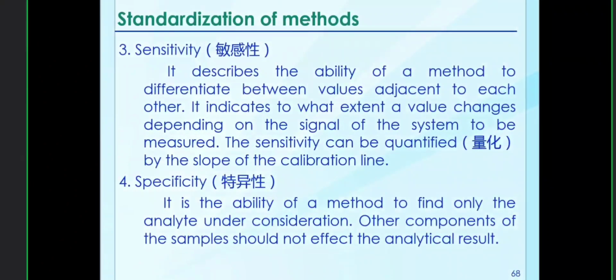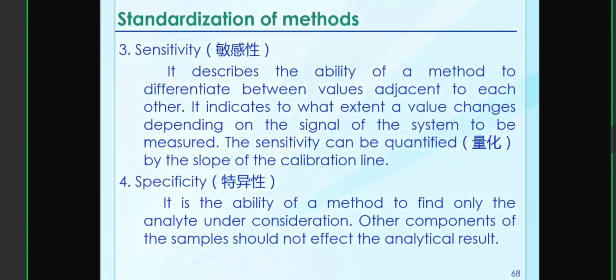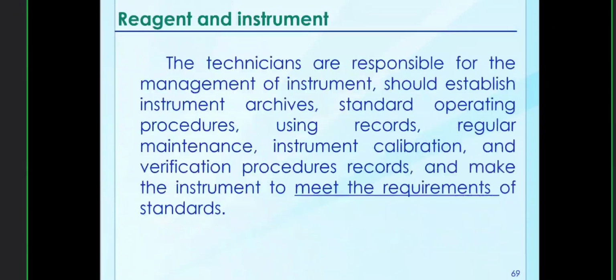Okay, next concept is the sensitivity. In Chinese means 敏感性. It describes the ability of the method to differentiate between values adjacent to each other. It indicates to what extent a value changes depend on the signal of the system to be measured. The sensitivity can be quantified by slope of the calibration lines. Next one is the specificity. In Chinese means 特异性. It is the ability of the method to find only the analyte under consideration. Other components of the samples should not affect the analytical result.